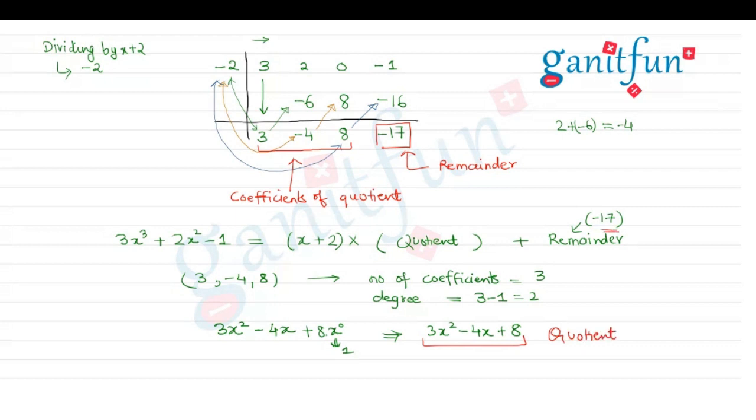So this is how you will use the synthetic division method to find the quotient as well as the remainder when we are dividing one polynomial with the other polynomial. We'll do one more example in another video to understand this method more.